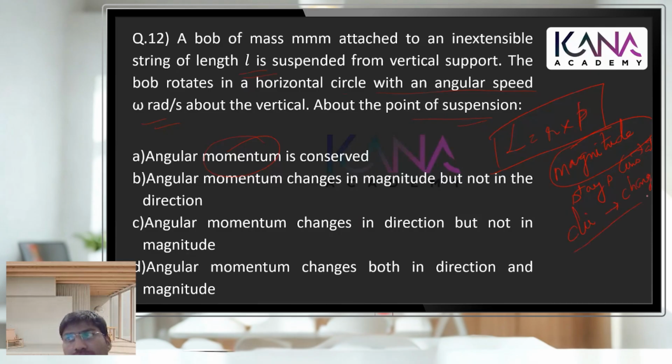Okay, so as the bob goes around, let's say this is your bob. It usually moves around the center, right? So it goes around like this. In that case, the magnitude of the angular momentum is the same, but the direction keeps on changing. So it's option C.